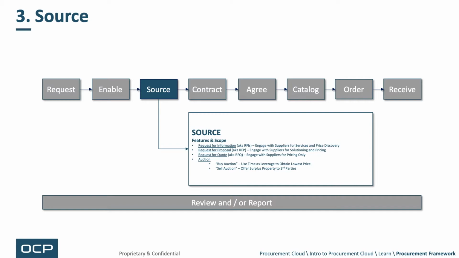So that's RFIs, RFPs, then obviously a request for quote. Usually when we know what, or how rather, we just want to know how much, then we can use an RFQ. And then lastly, auction, which is where you're buying usually commodities, but using time as an enemy of the supplier, or to put pressure on the supplier to get to the lowest price. So that's the source transaction or train stop.